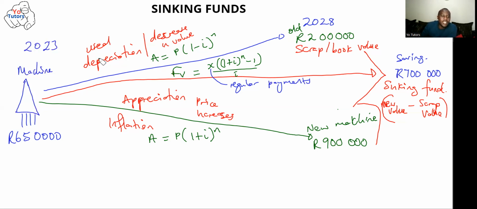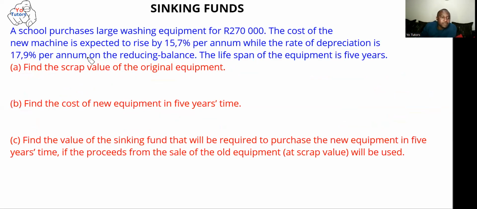Now let's move on and see our first question. A school purchased a large washing machine equipment for 270,000. The cost of the new machine is expected to rise by 15.7% per annum, while the rate of depreciation is 17.9% per annum on reducing balance. The lifespan of the machine is 5 years. Find the scrap value of the original equipment.